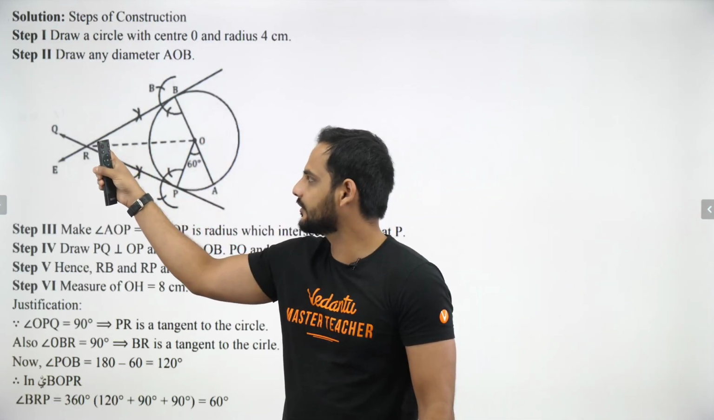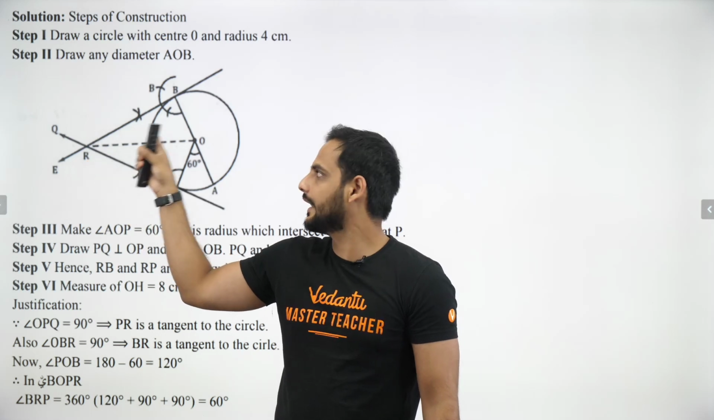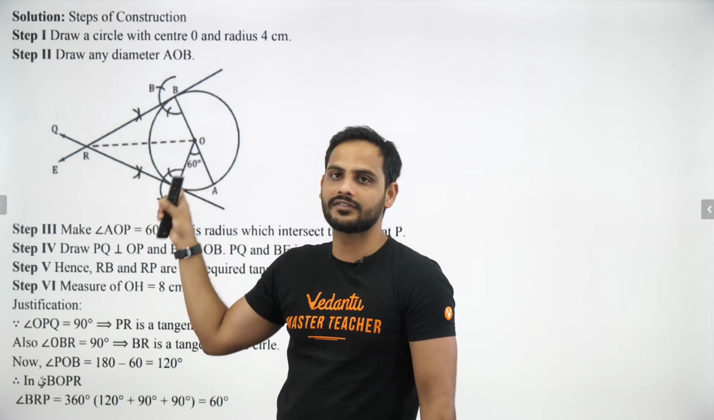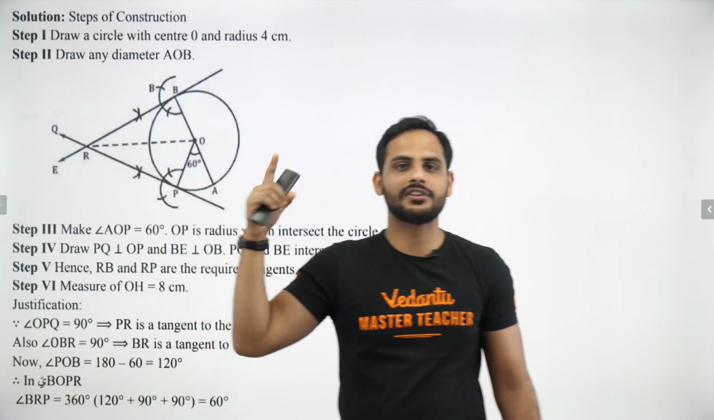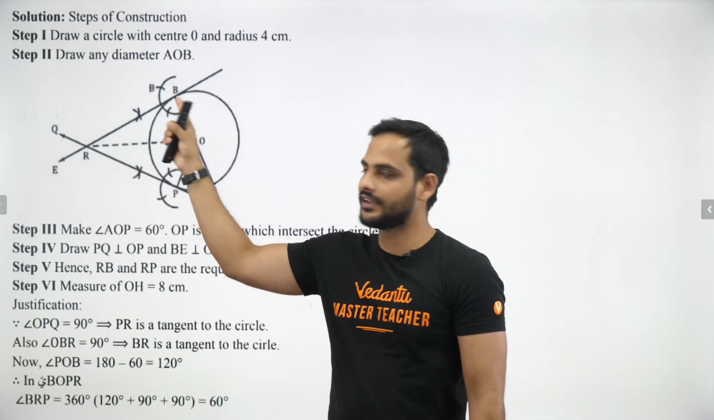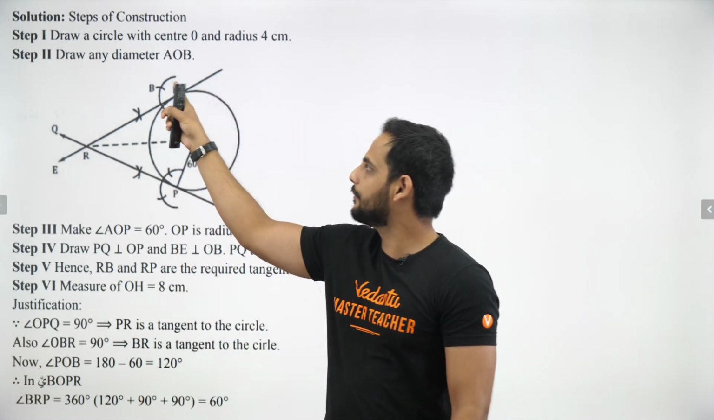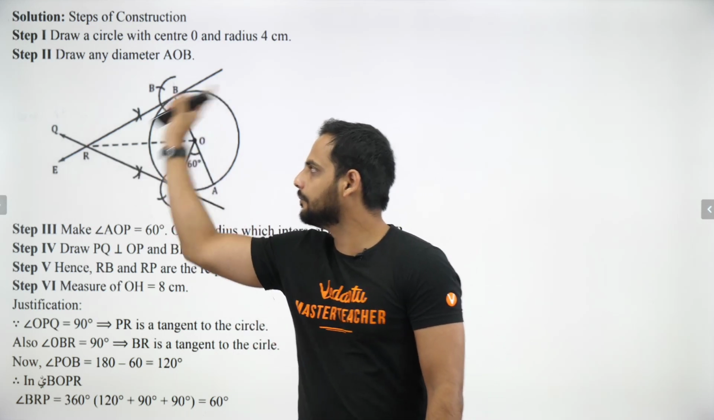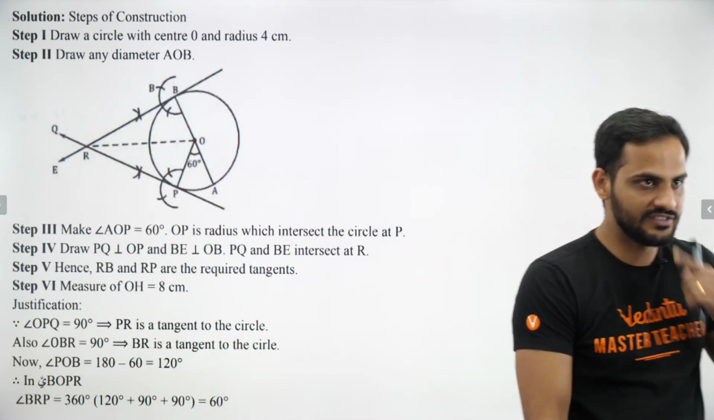Now if this angle is 60 degree, these are inclined at 60 degree, so what will be the angle between the radii? 180 minus 60, which is 120 degree. So draw two radii at an angle of 120 degree, draw the perpendicular at both the points and make them intersect. This one is an easy question.